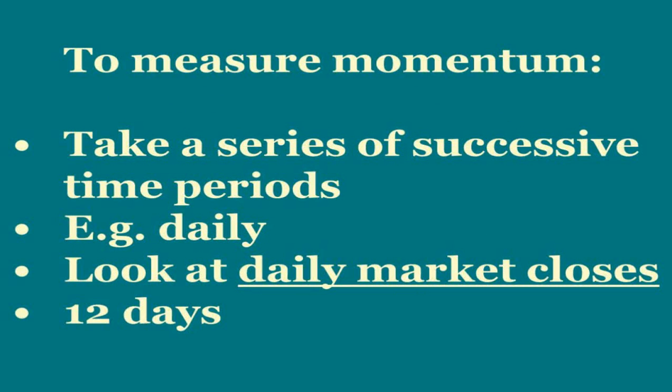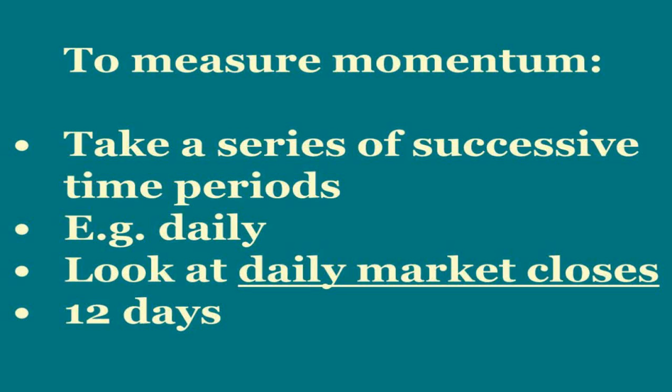Now, to measure momentum, all we do is take a series of successive time periods, and at its simplest, let's take daily periods and look at those daily market closes. Now, a good number of days to choose is 12, and this is the default period chosen by many spread betting platforms. We could choose a larger number, but this would mean the momentum would change too sluggishly to be of any use for pinpointing trading entries or exits.